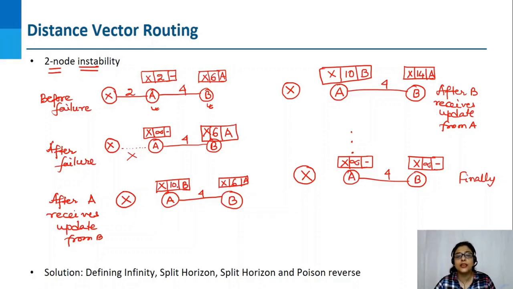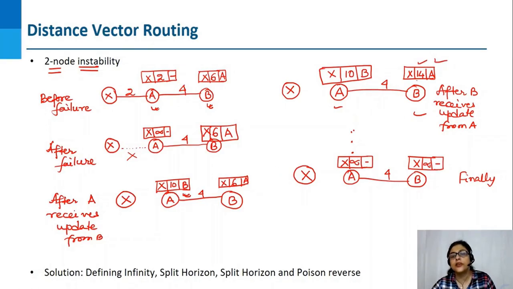So it updates its table with 6 plus 4 equal to 10, and the next hop will be B. Now look at this. Now B receives the updates from A. B is fooled because B now thinks that in order to reach X, it has to go via A, and it updates its routing table by increased cost, because 10 plus 4 becomes 14 here. And the next node is A.